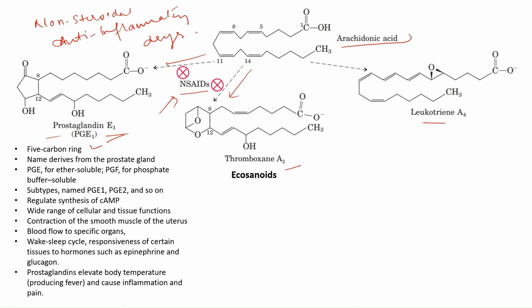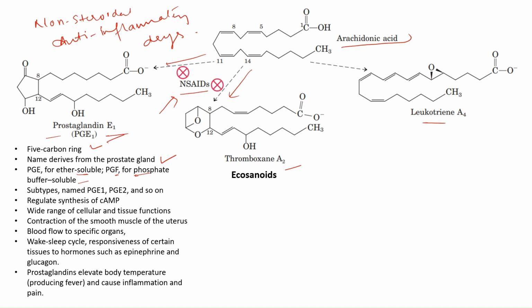Now in case of prostaglandin, it has a 5-membered ring. Prostaglandin, the name derived from prostate gland, because this compound was first identified in the prostate gland. Now it has two varieties, that is PGE, that means ether soluble, and PGF, that means phosphate buffer soluble. This F and P, pronunciation wise, both sound with F. So that's why it is PGF. Now it also has multiple subtypes like PGE1, PGE2, and so on. Similarly, PGF1, F2, and so on.